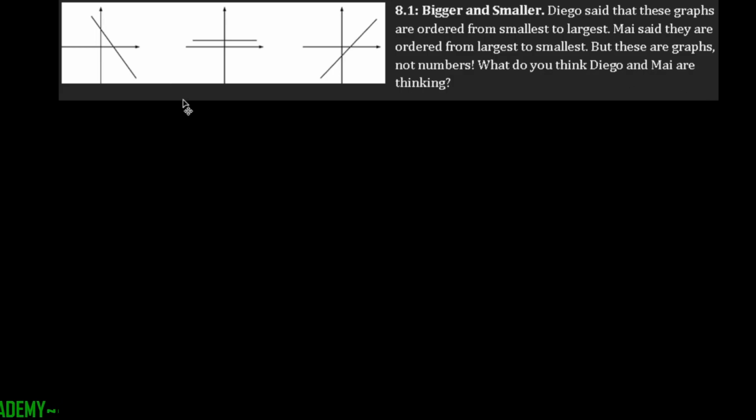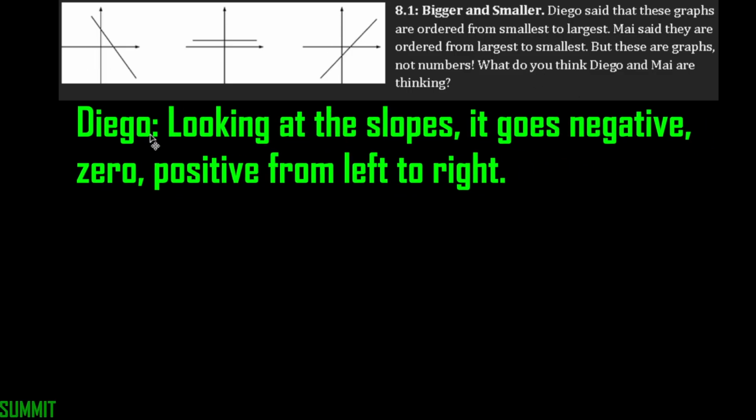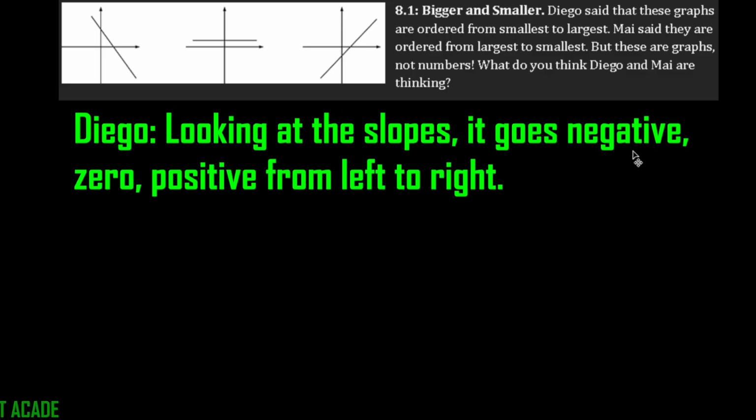Well, if you look at some of these graphs, you can tell that they have different slopes. If you're thinking for Diego, you could say Diego is looking at the slopes. The first one is going to be negative, the second one is going to be 0 because it's a horizontal line, and the third one is positive. So if we're ordering those slopes from least to greatest, that's how we would order them.